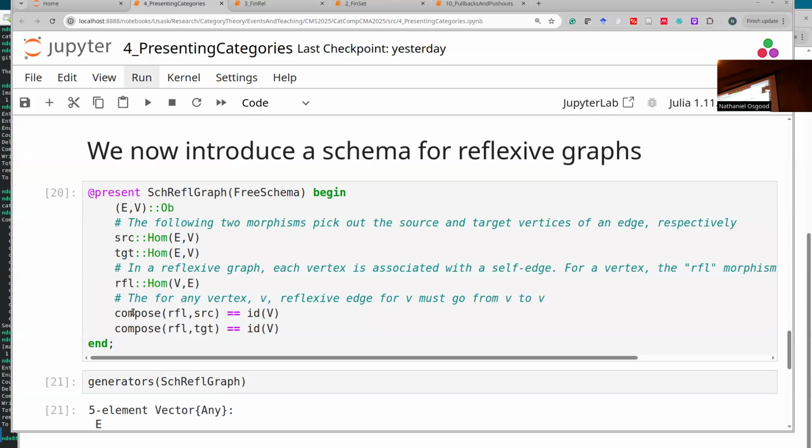And that's what these relations state. These relations state the property that in a reflexive directed multigraph, we have edges and vertices, each edge has sources and targets, and each vertex has a distinct edge which goes from that vertex to itself.